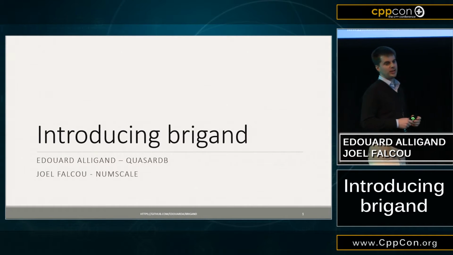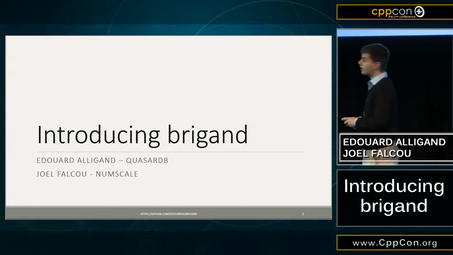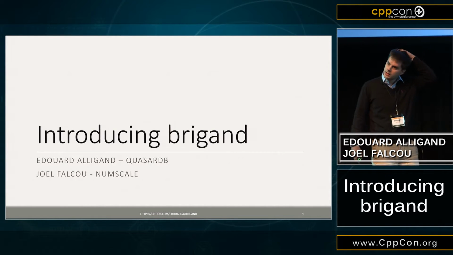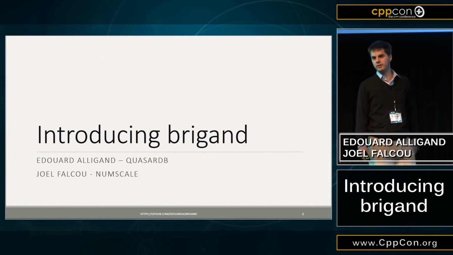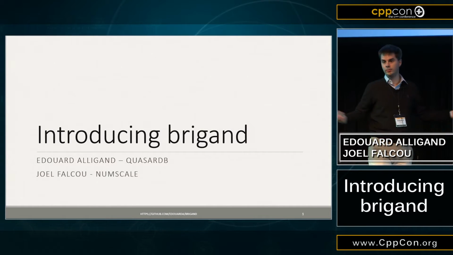Brigand is a meta-programming library. We started with Joel. It started out of our own need because in our software and the software of Joel, we make heavy use of template meta-programming. And basically, the pitch is Boost MPL for C++11/14, and it works on Visual Studio 2013, Clang, GCC, any compiler you want.